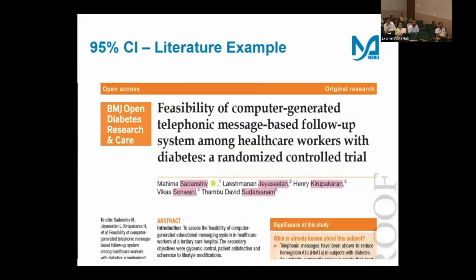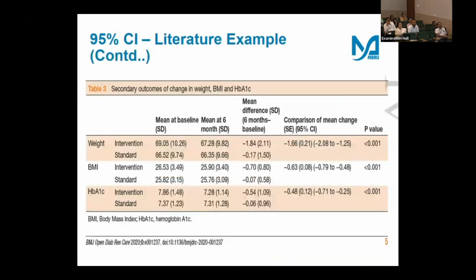Next thing is, this is computer literature. For example, when he presents this is the baseline data, intervention and standard. This is the baseline data and the follow-up data, the difference between the two time points, and he is comparing these two groups, and the difference is this. And this is the lower limit, and this is the upper limit.